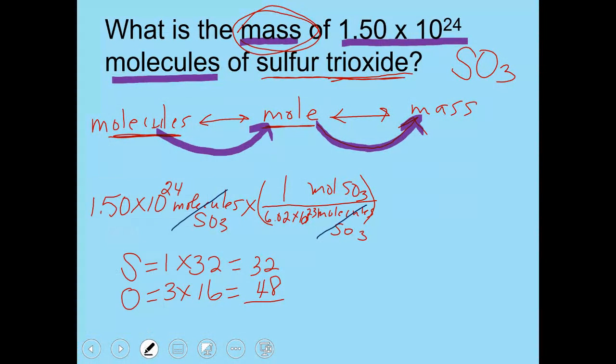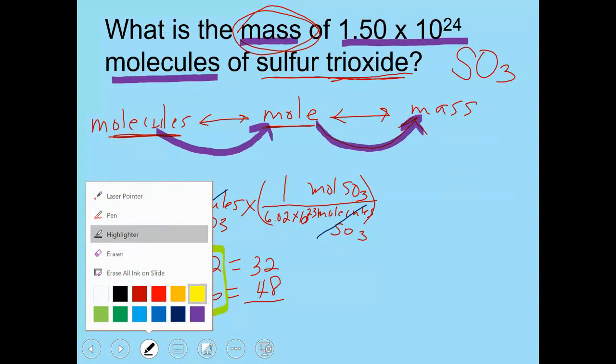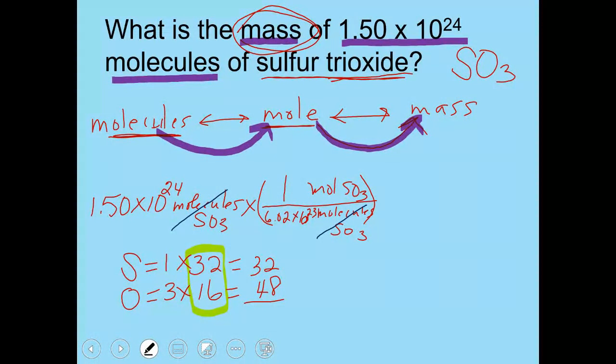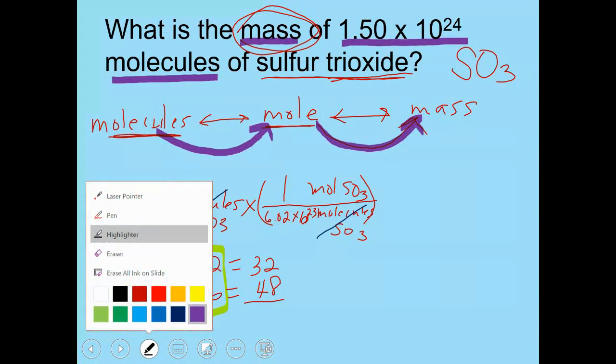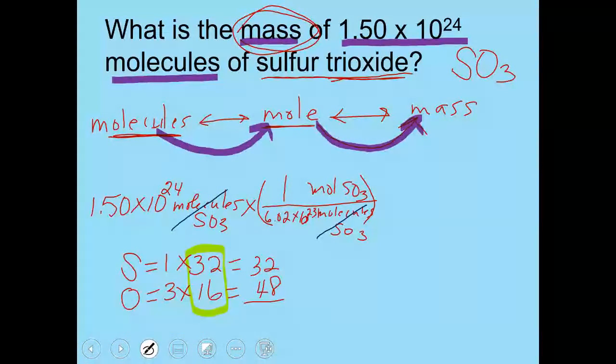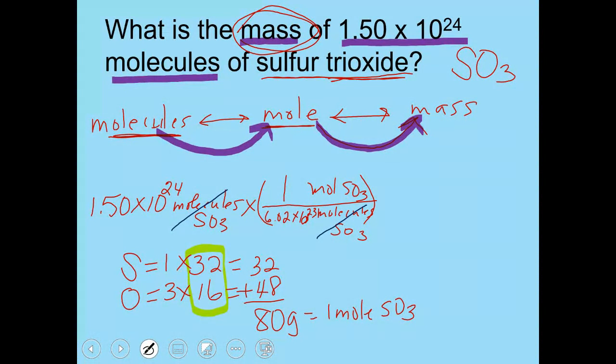Oxygen weighs 16. When you think about where you get these numbers right here, remember, you guys know where you get them, right? You get them on the periodic table, and then you multiply through, get the 32 and the 48, and then you add these together, and you get 80 grams, which is equal to 1 mole of SO3. So now that gives us a conversion factor.